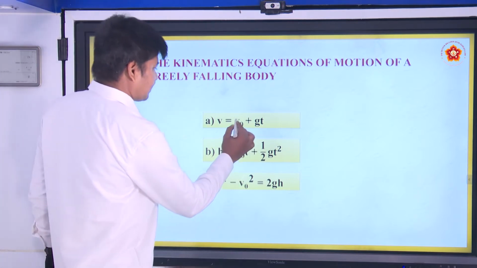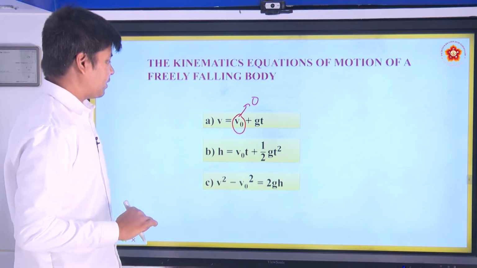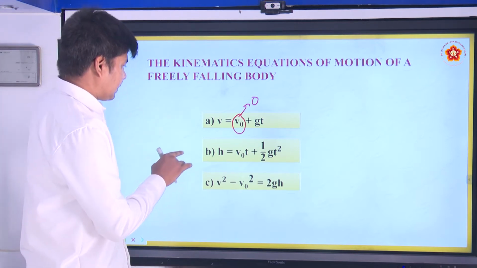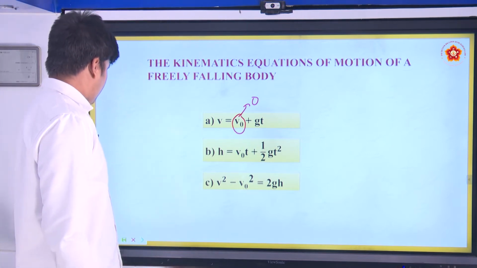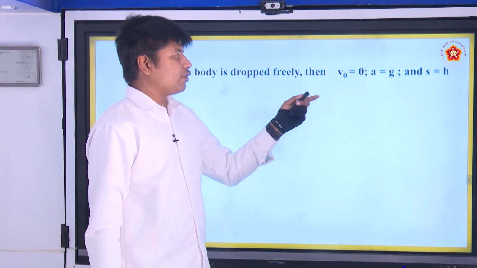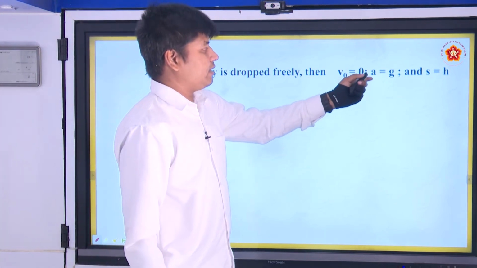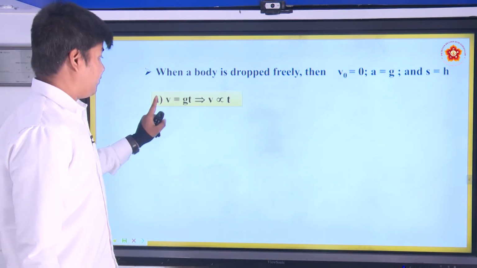We know the initial velocity becomes 0 for a freely falling body, right? So just substitute V naught equal to 0 in all the equations. What do we get? When the body is dropped freely, then V naught equal to 0, a equal to g, and s equal to h. Those are the terms we already noted. V is equal to gt.